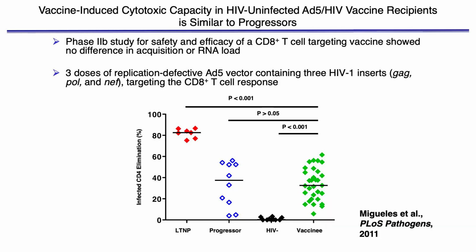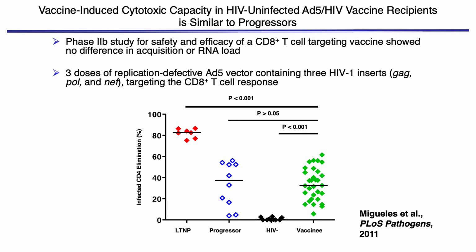By way of background, in 2011, we had published a paper showing that a number of HIV vaccines were not inducing very high levels of killing cells. The first of these was a phase 2b study called the STEP study. That was a study of efficacy of a CD8 T cell targeting vaccine that showed no difference in acquisition or RNA load. It was 3 doses of replication defective Ad5 vector containing 3 HIV inserts, and that targeted the CD8 T cell response. There was tremendous hope for this vaccine, and it was a real failure.